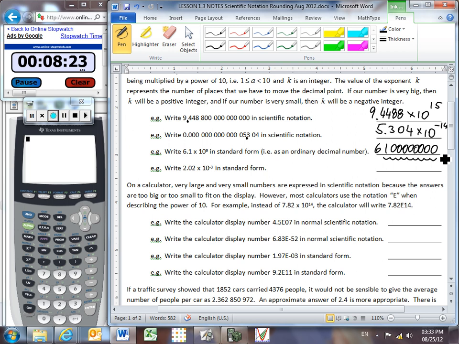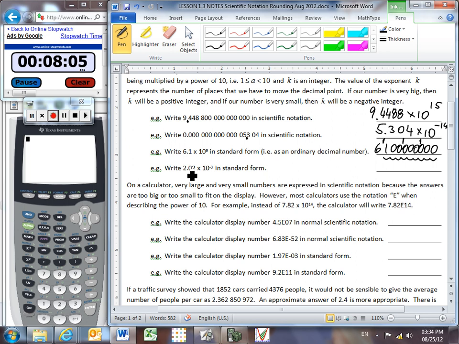It might have been nice, I suppose, to plan ahead a little bit and create little spaces for each grouping of 3. So we can see, for example, this number is 6,100,000,000, and there's no thousands or ones.